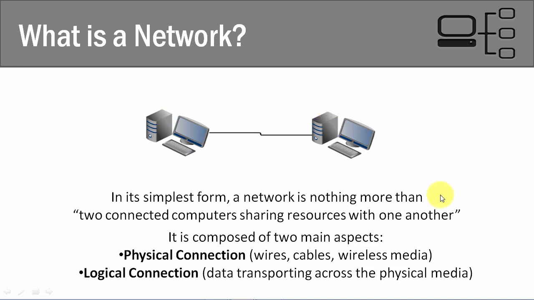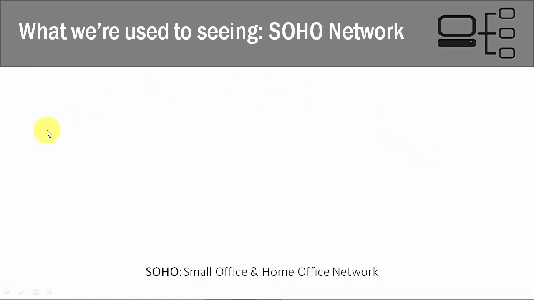So now let's talk about the logical connection. What's the logical aspect? When we're talking about computer networks, we're talking about the data that is being transported back and forth across this medium from one computer to the other. And so when you think about a computer network, at its very simplest form, it's really nothing more than this. So now let's take a look at a couple examples.